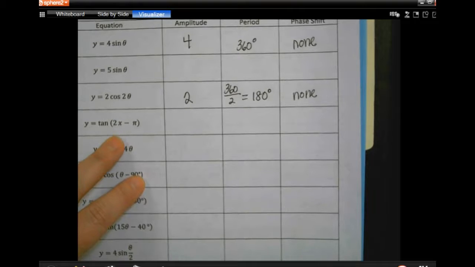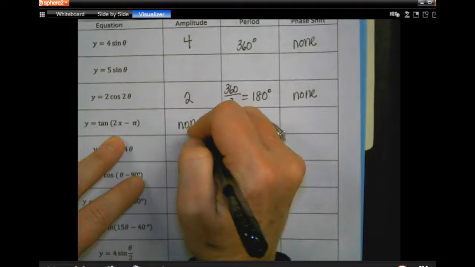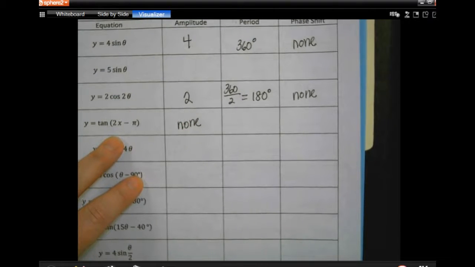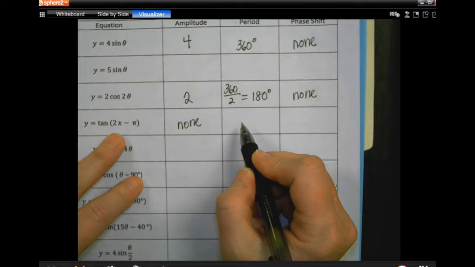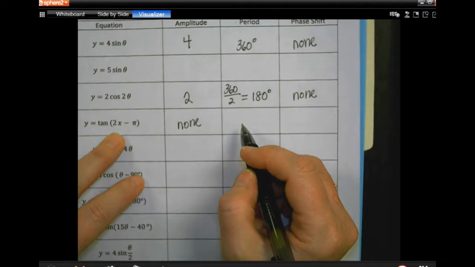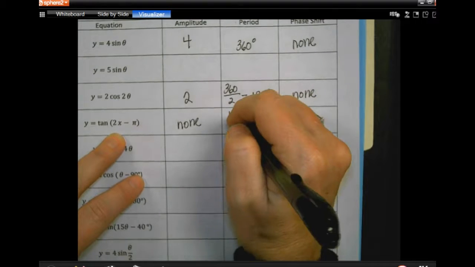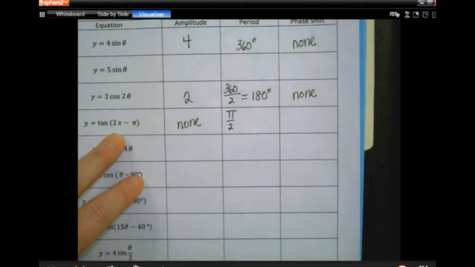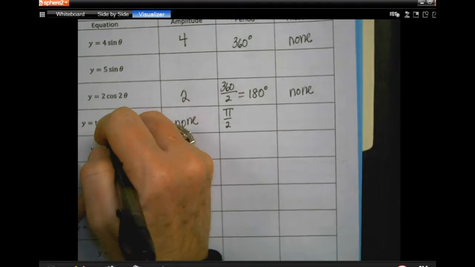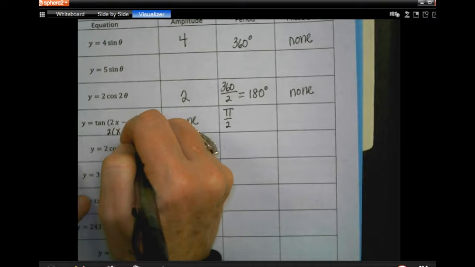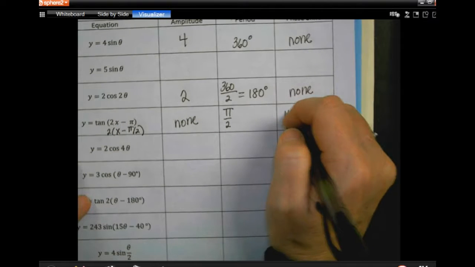Okay, first of all, amplitude of tangent. There is none. So this is a none. Never. There's never amplitude for tangent. Next, I want the period. So is this going to be in radians or degrees? Radians. So what is the period for tangent? It's pi. And what's the number in front of x? 2. So my period is pi over 2. And so to find the phase shift, I have to factor out the 2. So if I factor out a 2, I get x minus pi over 2. So my phase shift is a positive pi over 2.